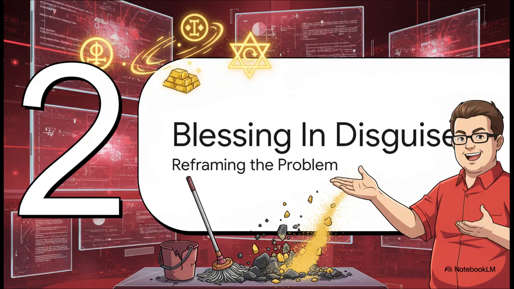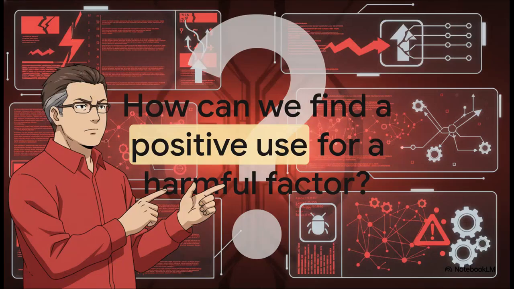Moving right along to Section 2, blessing in disguise, reframing the problem. To escape this trap, we literally have to stop thinking like janitors trying to clean up a mess and start thinking more like alchemists turning lead into gold. So consider this pivotal question our navigator has brought up for us. How can we find a positive use for what is typically considered a harmful or undesirable factor?